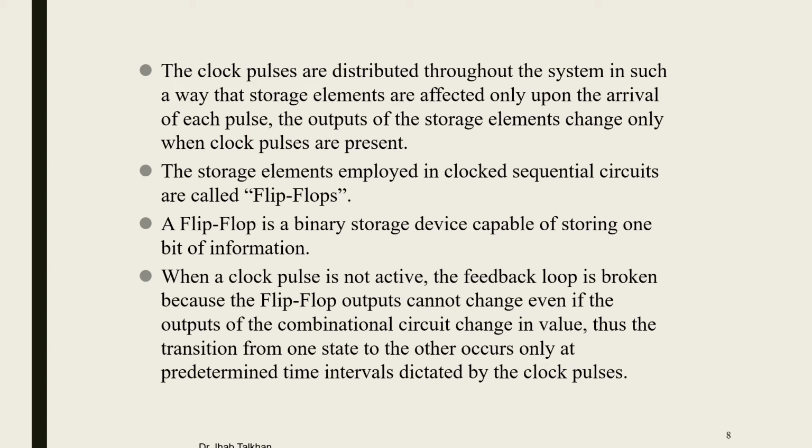When a clock pulse is not active, the feedback loop is broken because the flip-flop outputs cannot change even if the outputs of the combinational circuit change in value. The transition from one state to another occurs only at a predetermined time interval dictated by the clock pulses. This means that, as I mentioned before, if you go to the block diagram of the sequential circuit, you will find that the next state is waiting for the storage element of the flip-flop in order to give it the order to be changed from next state to present state.